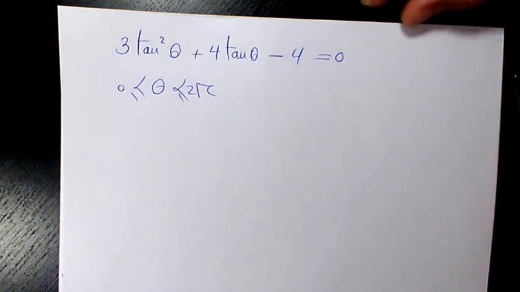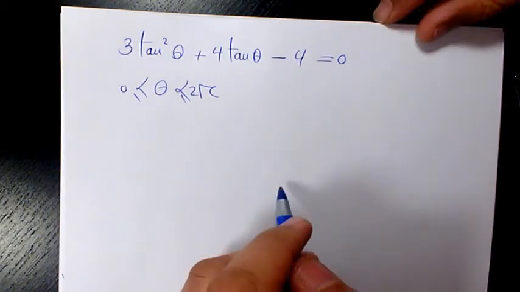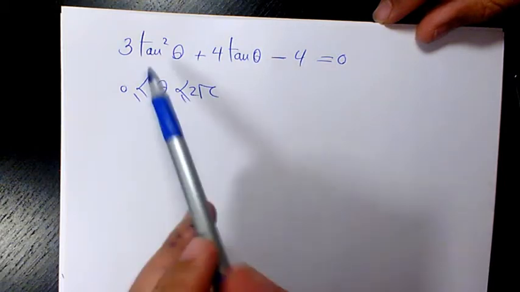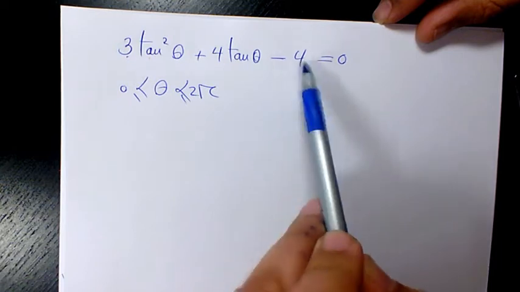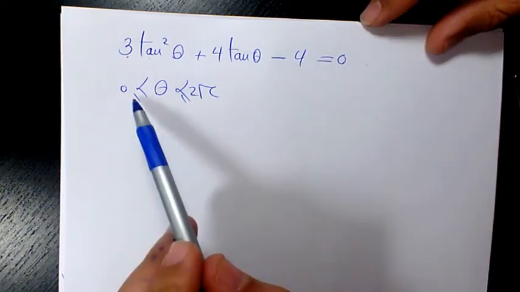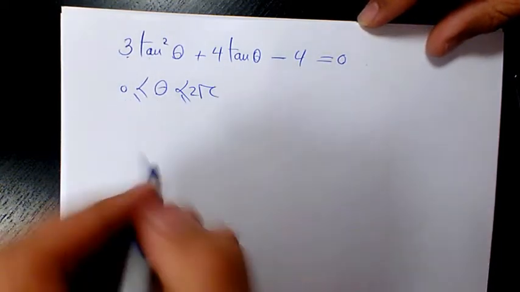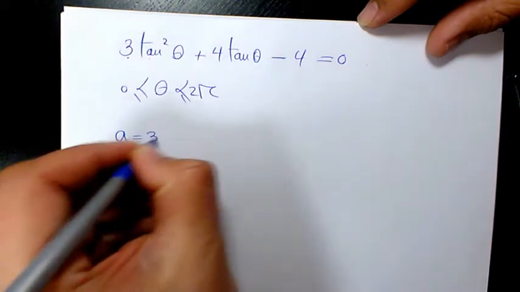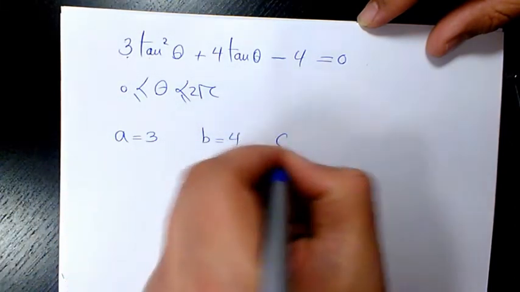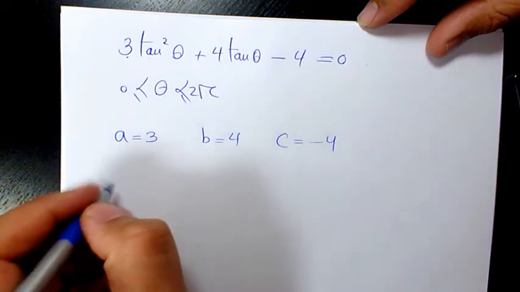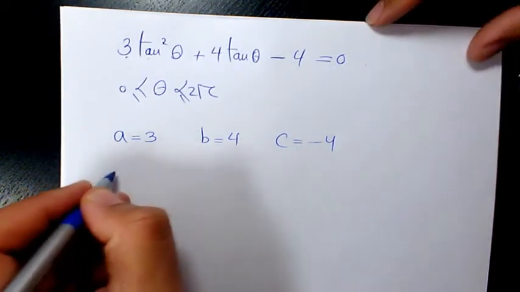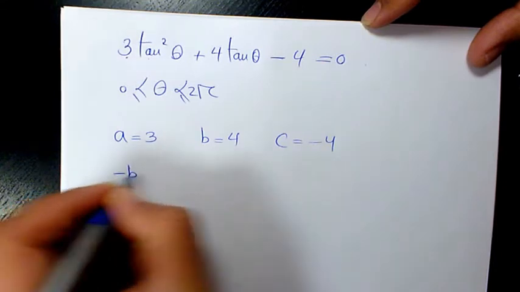Welcome to another video. In this video I want to solve one trigonometric equation, which is 3 tan squared theta plus 4 tan theta minus 4 equals 0, when theta is changing from 0 to 2 pi. So here a is 3, b is 4 and c is negative 4. I need to use the quadratic equation and quadratic formula.